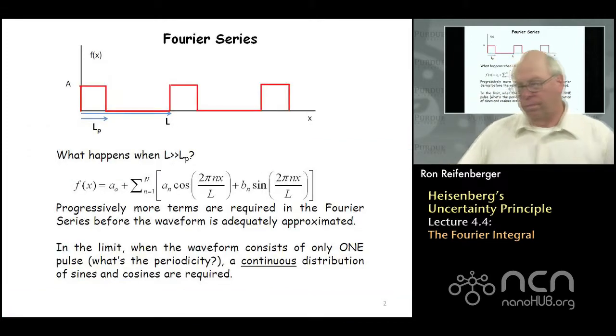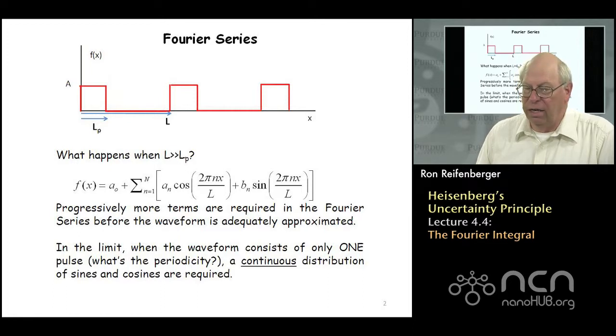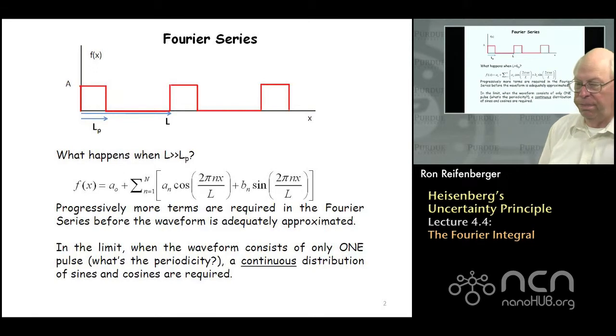So again, just a quick review. The Fourier series is very useful if you have a periodic function. The periodicity of this function is specified by the parameter capital L. And in this very simple case, we've got a sequence of pulses. The pulse width is designated by the parameter L sub P.